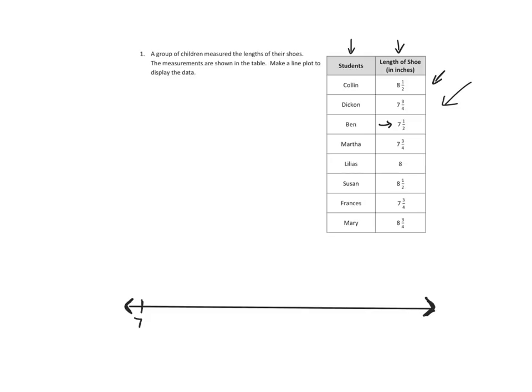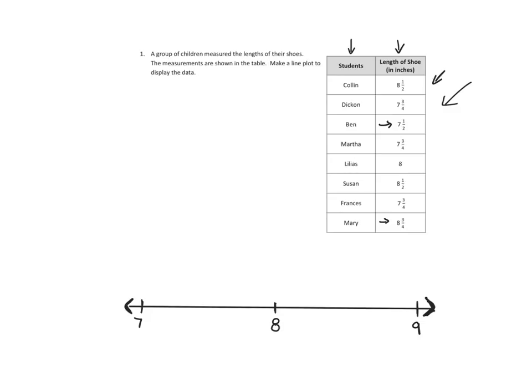Then I need to figure out what's the highest value in my data set. So once again, I'm scanning through my data set, and it looks like 8 3/4 is my largest. So I need my line plot to at least include 8 3/4. So I'm going to go ahead and put 9 as my highest value, because I know that will include 8 3/4. So that means 8 wholes is going to be right in the middle of my line plot here.